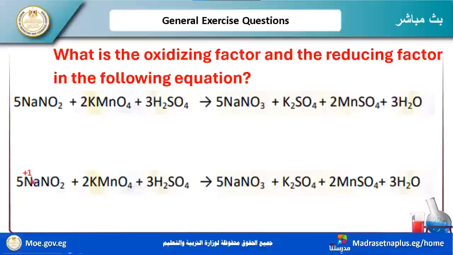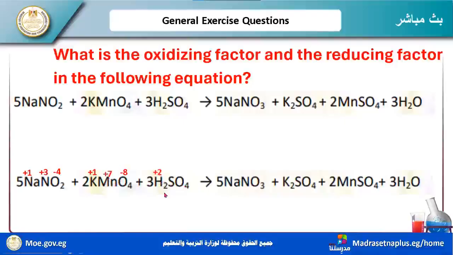Sodium is positive 1. Oxygen is negative 2 times 2 equals negative 4, so nitrogen is positive 3. Next, potassium is positive 1, this is its oxidation number. Here oxygen is negative 2 times 4 equals negative 8. So negative 8 plus 1 is negative 7, so the manganese equals positive 7.